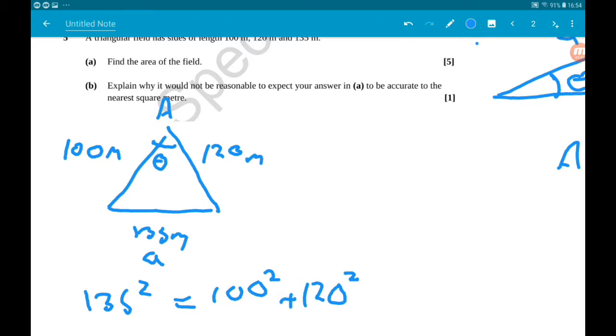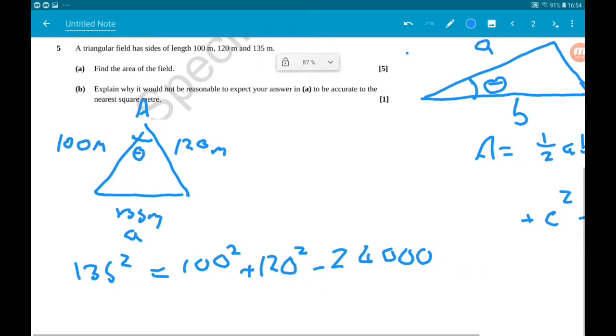So 2 times 100 is 200. 200 times 120 is 24,000. So we then got minus 24,000 cos of the angle. So I need to use theta.